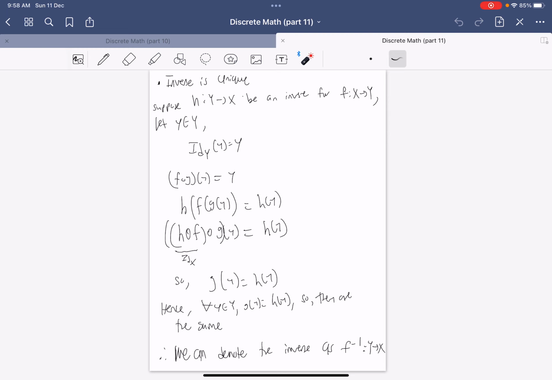And so, we let y be an element of Y, arbitrary. We note that the identity of y is y. But we already note that G is the inverse. And so, F circle G of y is also y, because F circle G is the identity. Now we apply H to both sides. We get H bracket F circle G of y is the same as H of y.